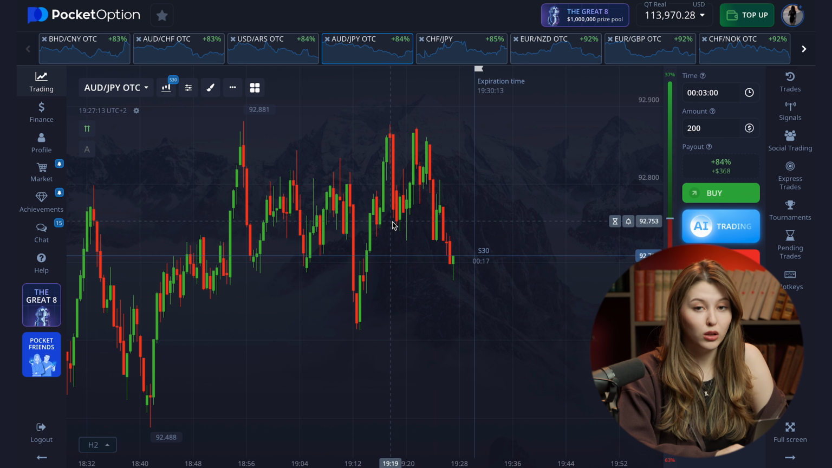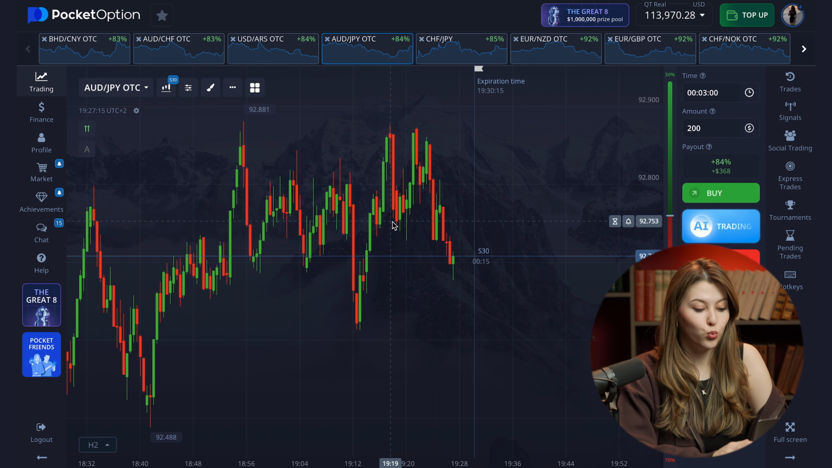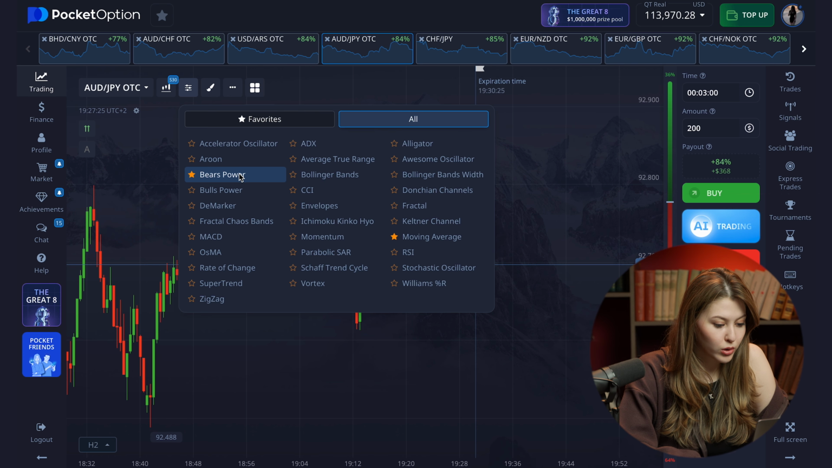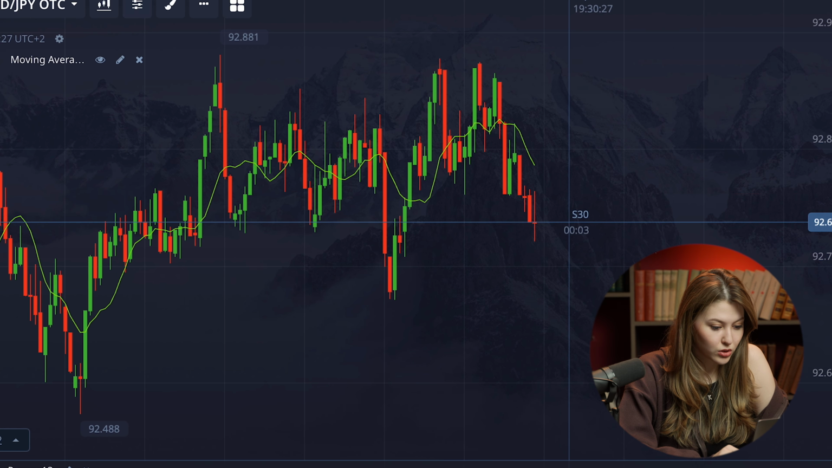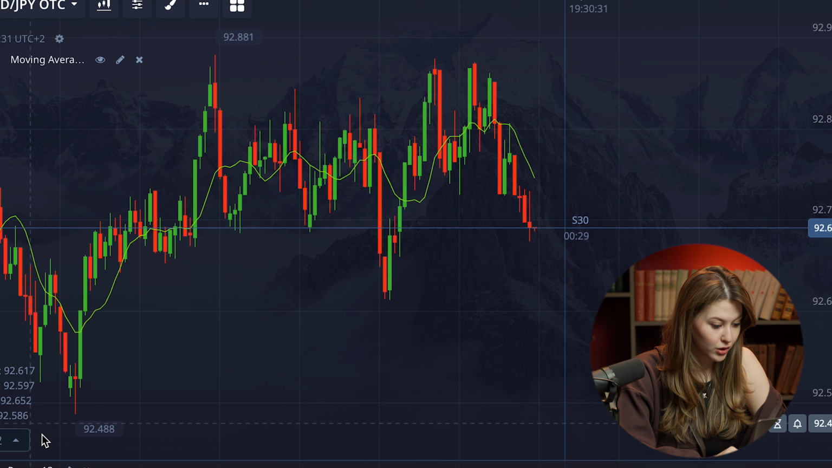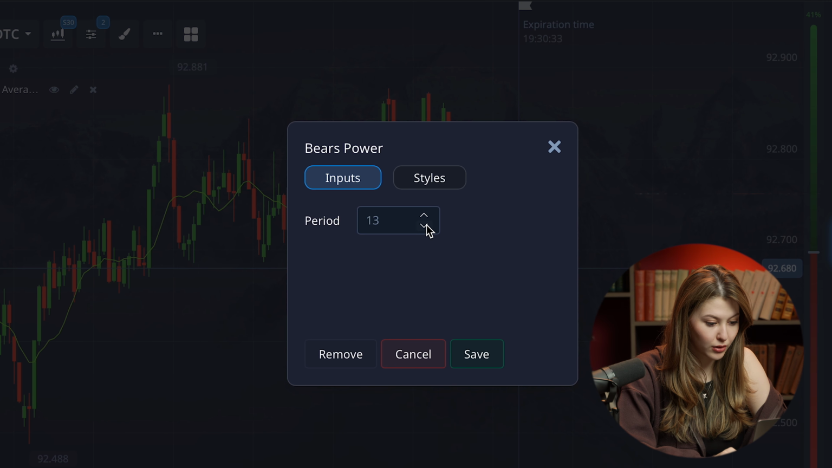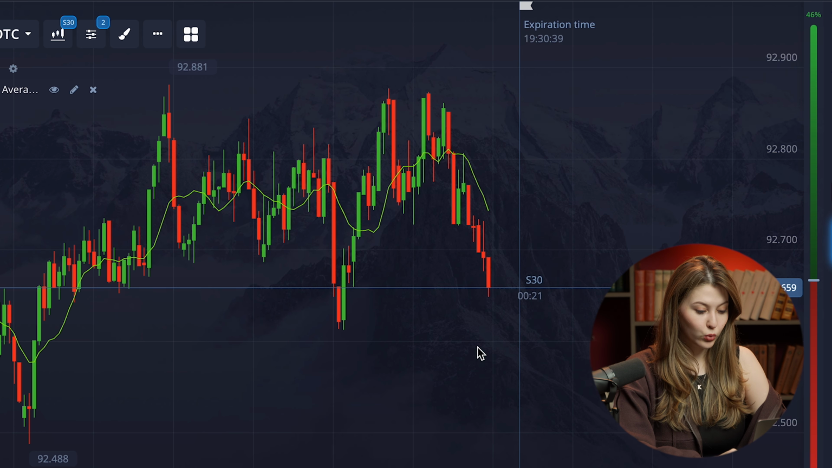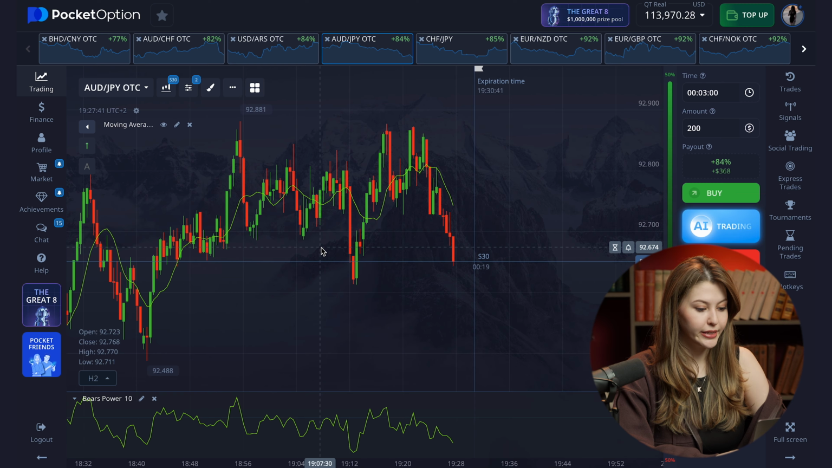First of all, look at the whole market: what happened on the market, how it worked, what's working, what's not working. That is very important. And moreover, we're gonna use 2 indicators today that are gonna help us to understand. We're gonna set 10 here and 10 here as well. We're gonna start, and let's see what's happening.